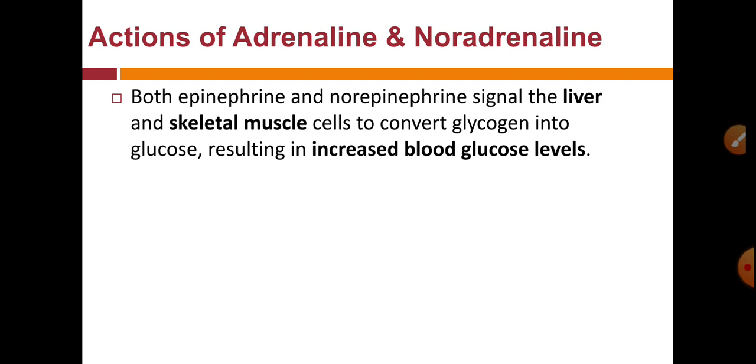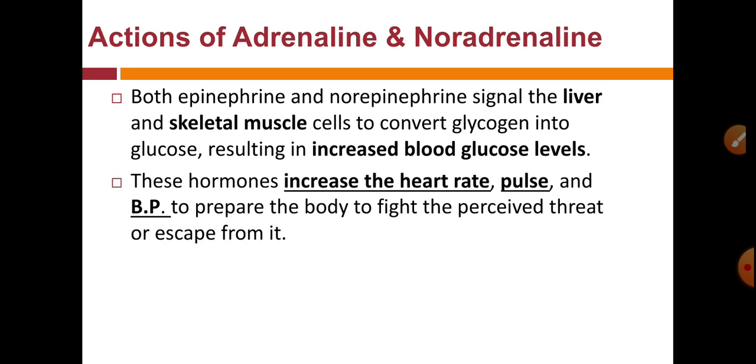glycogenolysis. So in liver and skeletal muscle cells, the glycogen which is stored in the cells is converted or broken down into glucose molecules, and when there is a formation of more glucose molecules, there is an increased blood level, particularly blood sugar level.